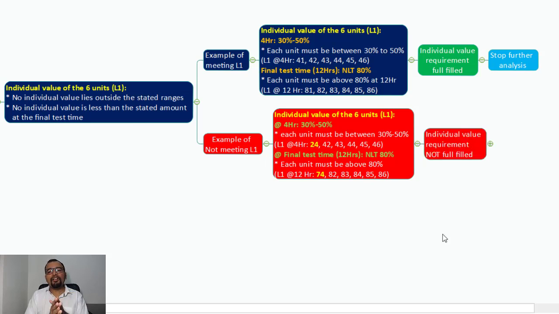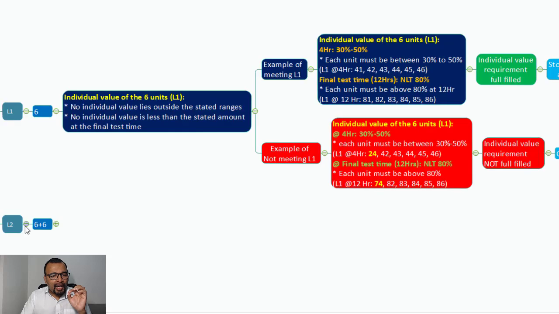The individual value requirement is not fulfilled in this case, and hence you have to now go for the L2 testing. That doesn't mean if it doesn't meet the requirement, you have to reject the batch. You can go to level number 2. And if you are moving ahead with level number 2, you have to select 6 more units for dissolution, and you have to perform the dissolution on 6 more units. So altogether you will now have 12 unit dissolution data, 6 from the L1 stage and 6 from the L2 stage.